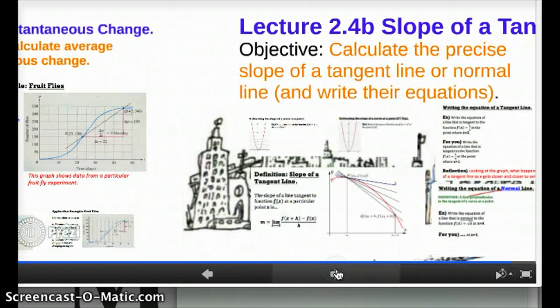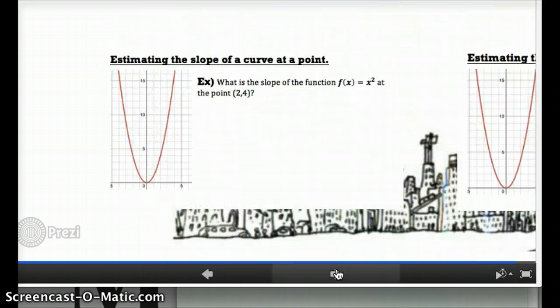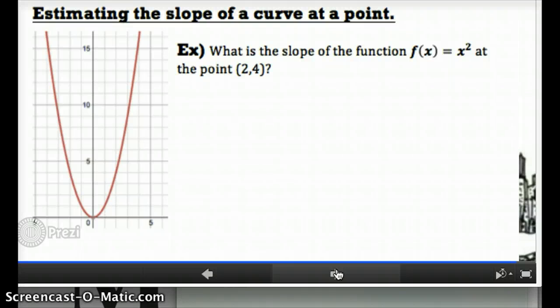Well, in this video, we're actually going to learn how to precisely calculate that instantaneous slope, the rate of change on one day or at one particular moment. Let's start with a quick refresher though. Suppose I did want to estimate.